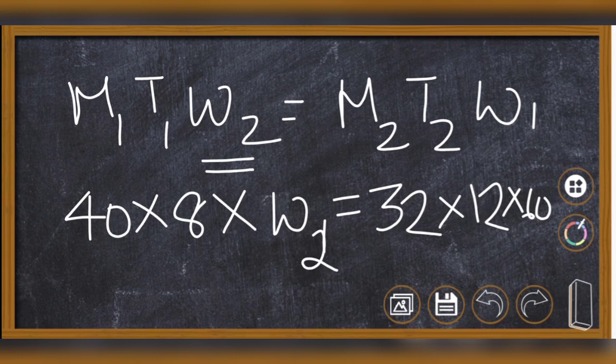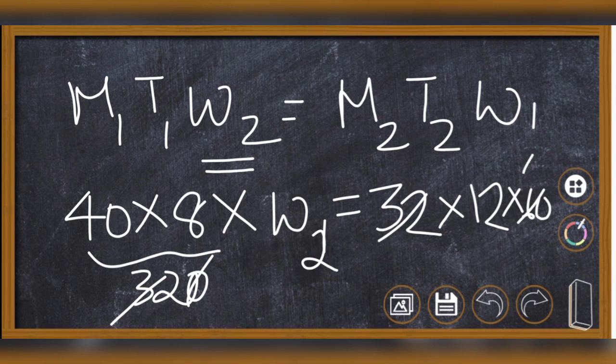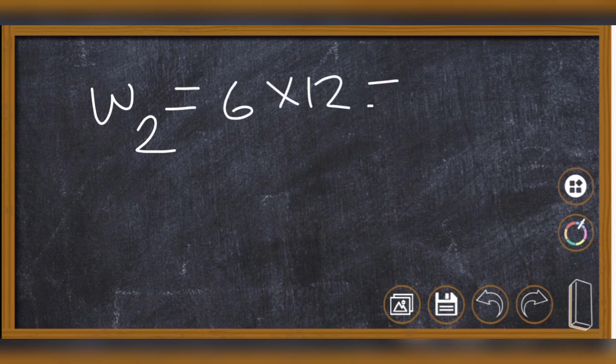Now we'll solve. 40 into 8 is 320. So 32 and 320 get cancelled by 32, and 10 and 60 will be cancelled by 10. So w2 is equal to 6 into 12, that is 72.